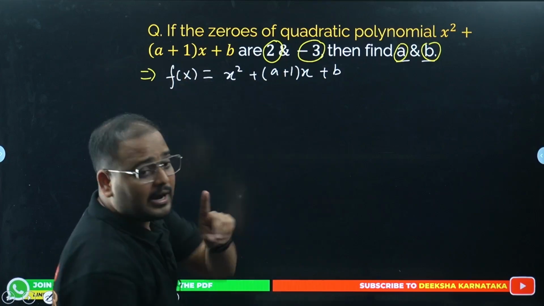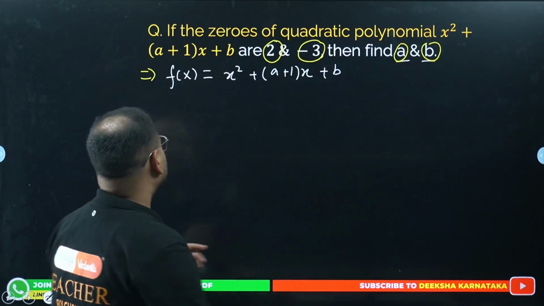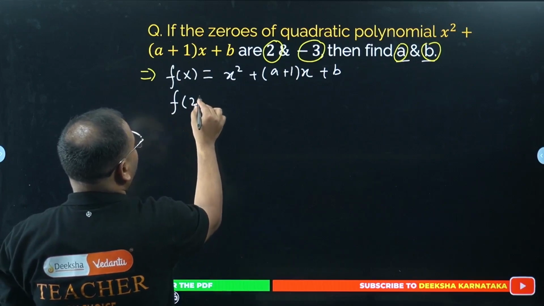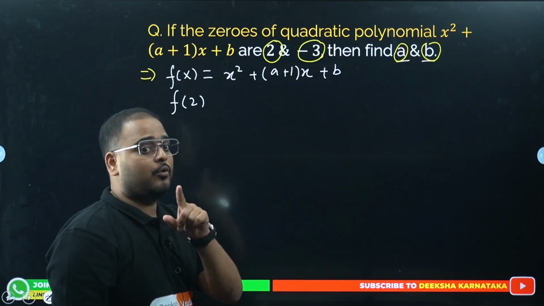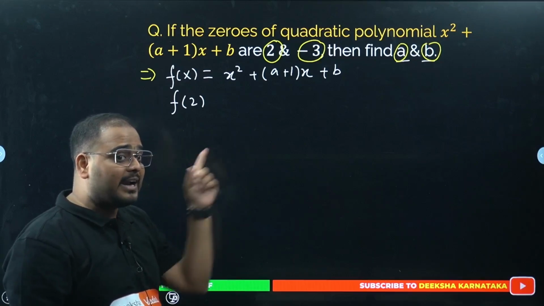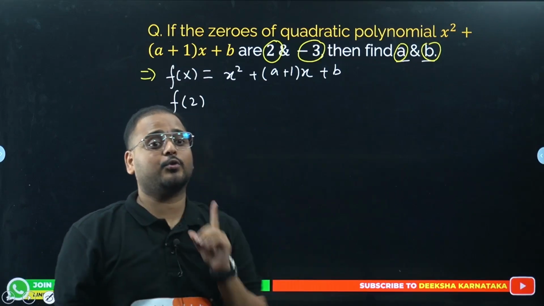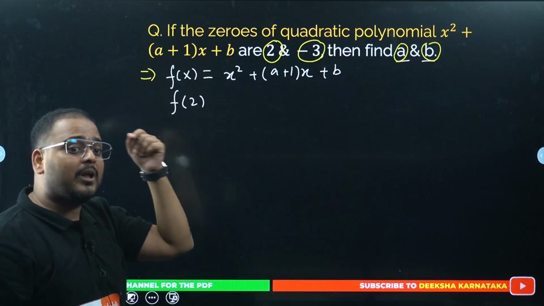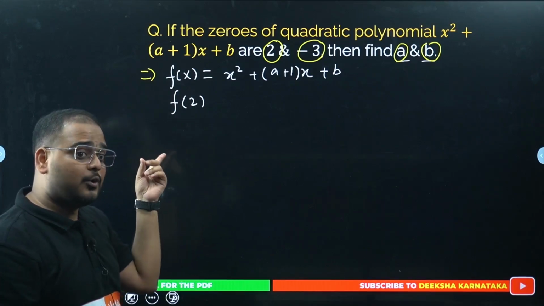Now what we are going to do, as I said, take one of the zeros at a time. So f of 2 I'm going to take. What happens if f of 2? 2 is a zero, means f of 2 is 0. Now I want you to know 2 is a zero of the polynomial, means f of 2 is equal to 0. I'll use it next step.